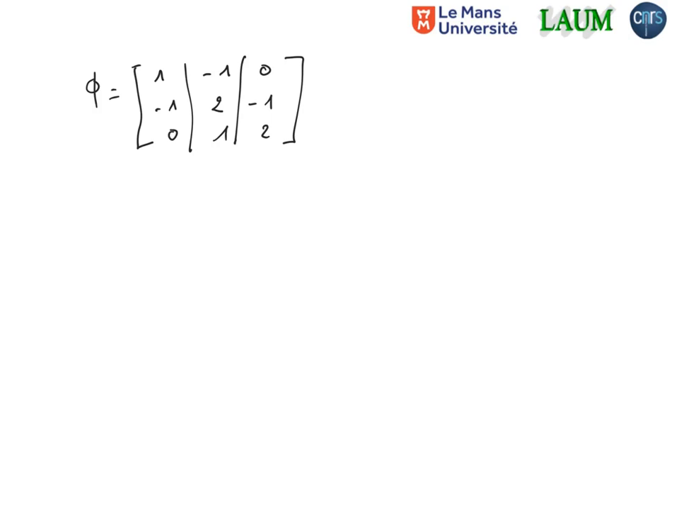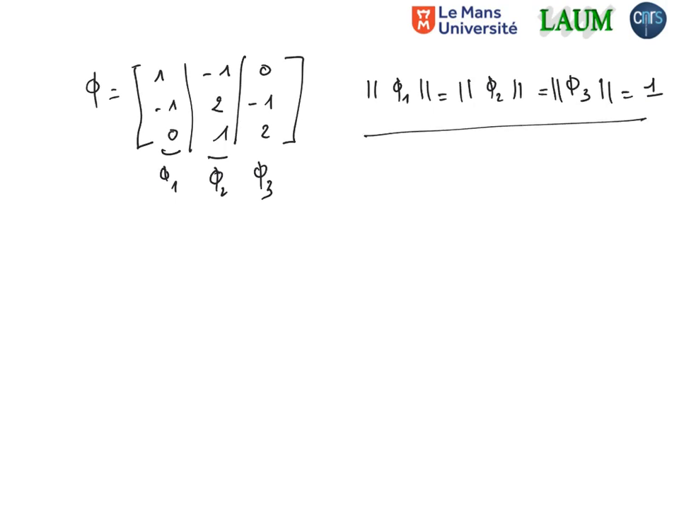And the last question was relative to this matrix. So we know that now these three vectors constitute a basis of R3, but the point is, is this basis orthonormal? So what does it mean, orthonormal? This means that for all the column vectors, which are here, if I call them phi1, phi2, and phi3, the norm of phi1 is equal to the norm of phi2 is equal to the norm of phi3 and is equal to 1. So this means that the three vectors have a norm equal to 1.